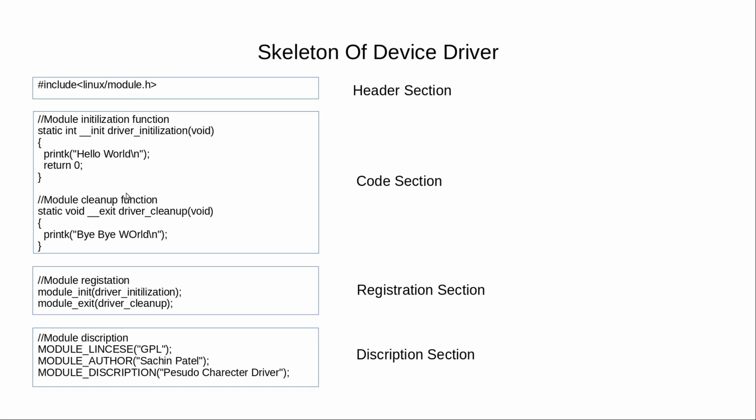So in this session we will understand the basic skeleton of a device driver. As you can see, I divided the basic device driver code into different sections. The first section is the header section, the second section is the code section, the third section is the registration section, and the fourth section is the description section. Let me give a brief introduction of each section.